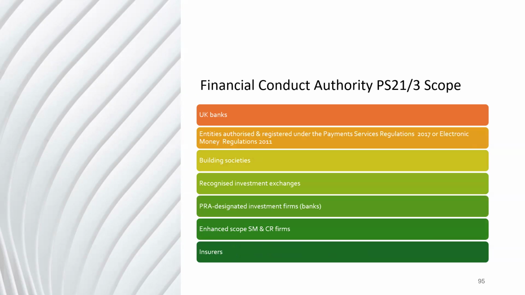The FCA's operational resilience rules apply to UK banks, payments organizations or e-money organizations, building societies, recognized investment exchanges, PRA designated investment firms, that is banks, the enhanced scope of SM&CR firms, and then insurers.